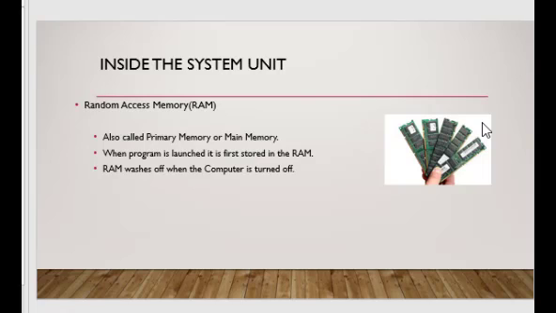Now the next component is RAM or random access memory. As you can see in the picture, it looks like a narrow rectangular board, green in color, with stacked electronic chips. It is called primary or main memory. Unlike the hard disk, it can store the data only as long as the computer is on and the power is available. Its major role is to store data temporarily and make it readily available to the processor on demand. It does not have any movable part, therefore it is faster than the hard disk in data transmission. Whenever a program is launched, it is first stored in RAM.